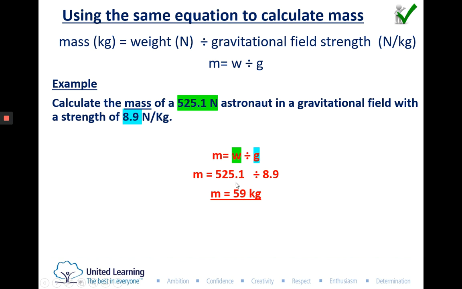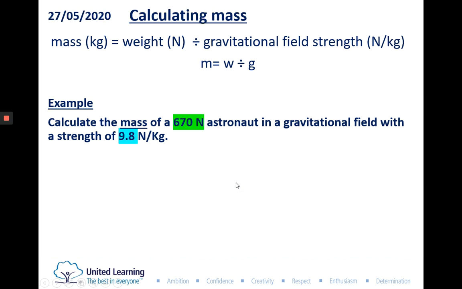Okay, let's move on to another example. It should help with your understanding. So the second example is this one. We're still using the rearranged equation, mass equals weight divided by gravity. The example is, calculate the mass of a 670 newton astronaut in a gravitational field with a strength of 9.8 newtons per kilogram. Again, you use the rearranged equation because the question is asking you to calculate the mass. So to calculate the mass, you do mass equals weight divided by gravitational field strength.